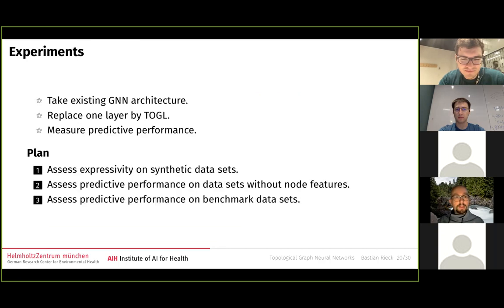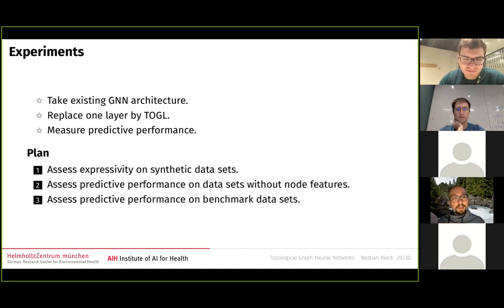So that's the theory side. Let's see how it fares in practice. Our experimental section in this preprint is pretty cool, I would say, even if I say so myself, because we take an existing GNN architecture, we replace one of the layers by our graph neural network layer, and then we measure or assess predictive performance.